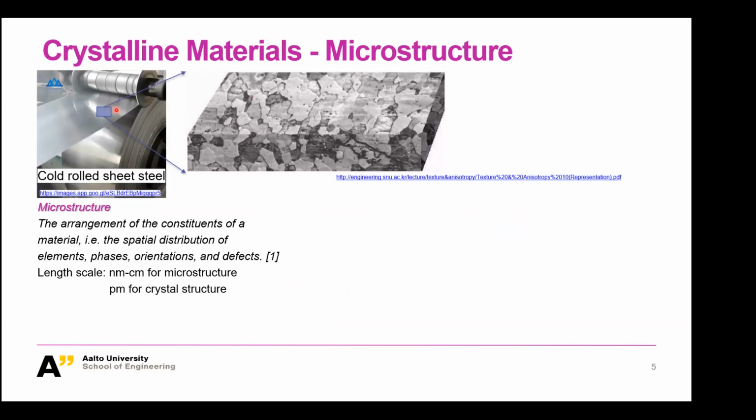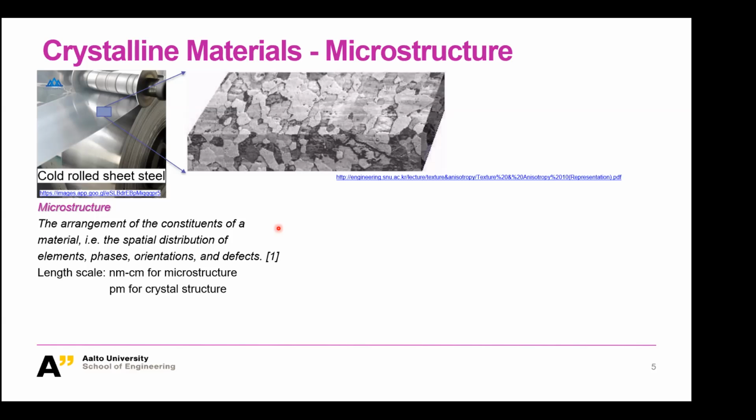What is microstructure? There is a code road shape here, and if you zoom in on this part using some microscopes, then you will see a microstructure like this. So microstructure is an arrangement of the constituents of a material. It describes the spatial distribution of elements, phases, orientations, defects, and so on.